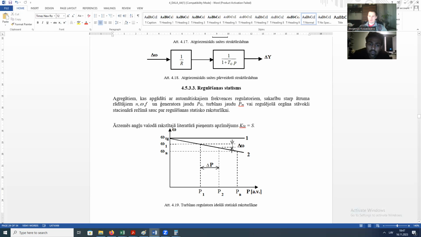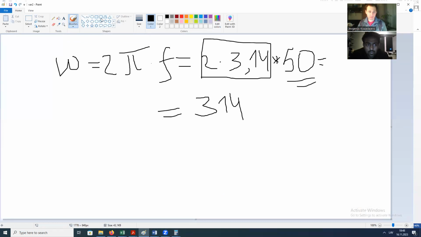If we have a frequency deviation, for example, of 0.2 hertz, it means that we have a deficit of power, for example, of 100 megawatts. And in this case, it means that we need to produce 100 megawatts more. In this case, this coefficient, if you remember from school math, I just show very simple.